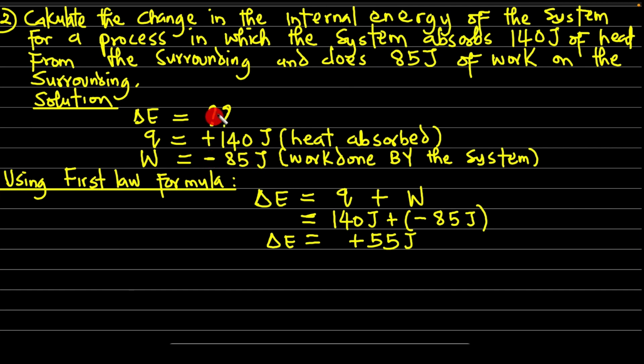And once again, they're asking us to solve for change in internal energy. So using the first law of thermodynamics, we say delta E equals Q plus W. Our Q here is plus 140 joules. I could equally disregard the plus, it's still the same thing, but if it is minus, I will not disregard it. So our Q is 140 joules plus, open bracket, our W is minus 85 joules. So 140 minus 85 is 55 joules. So change in internal energy is plus 55 joules.